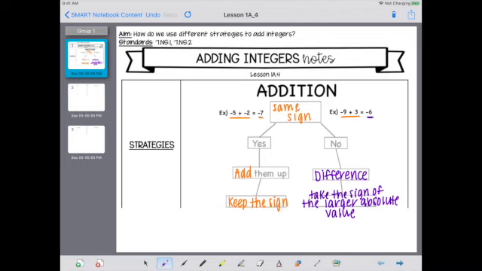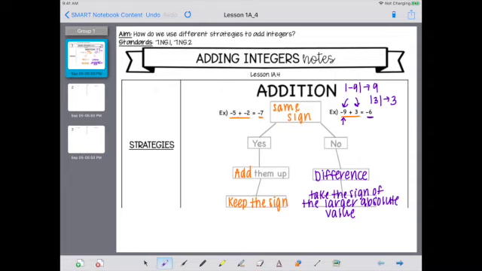So the larger absolute value between -9 and 3. So we have the absolute value of -9 and then the absolute value of +3. Absolute value of -9 is 9. Absolute value of 3 is 3. Well, -9 has the larger absolute value. Therefore, we are going to take the negative symbol from the 9 and make sure that our answer is that sign, a negative. So that's how we get a -6.